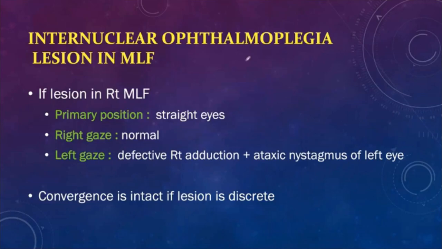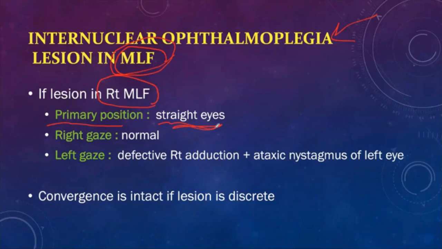So what happens if there is a lesion in the medial longitudinal fasciculus? If there is a lesion in the medial longitudinal fasciculus, there will be a syndrome called internuclear ophthalmoplegia. Let's say, for example, the patient has a right medial longitudinal fasciculus lesion. In the primary gaze, the patient will have straight eyes, because this lesion causes deviation of the eyes only while they are moving in a certain gaze, not in the primary position.